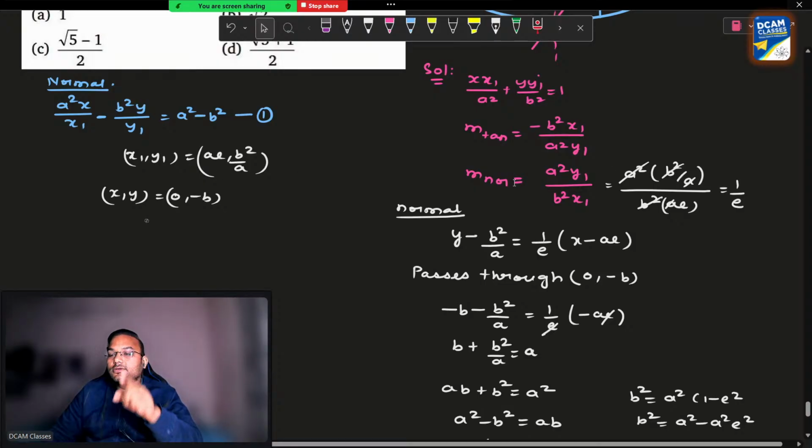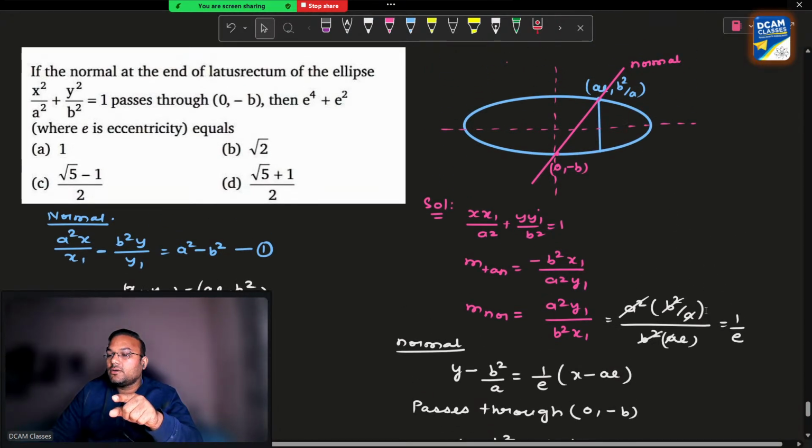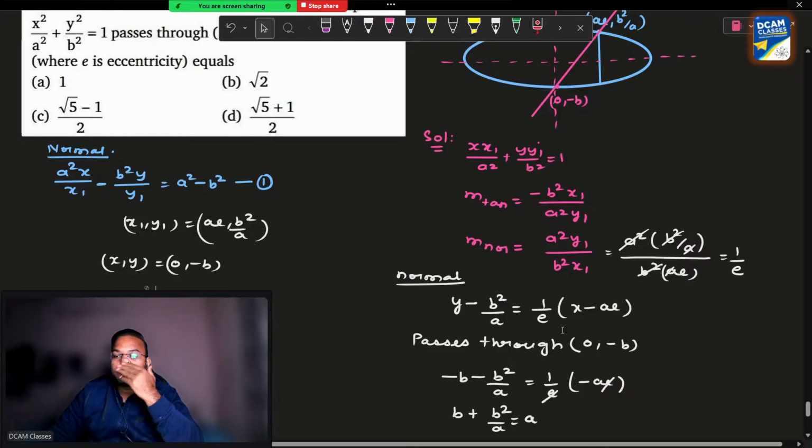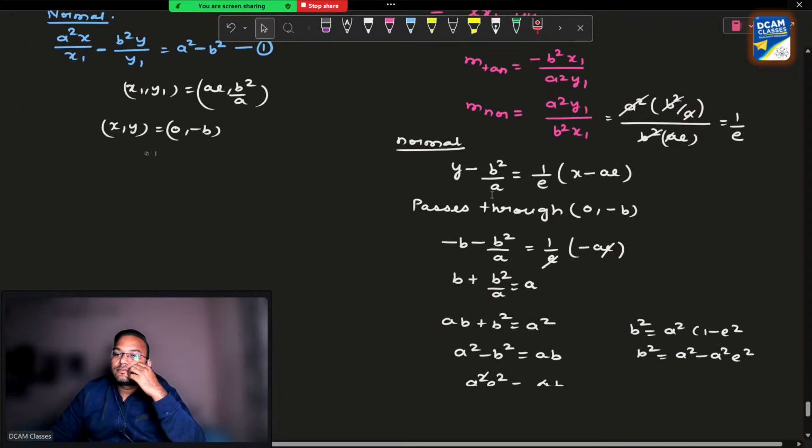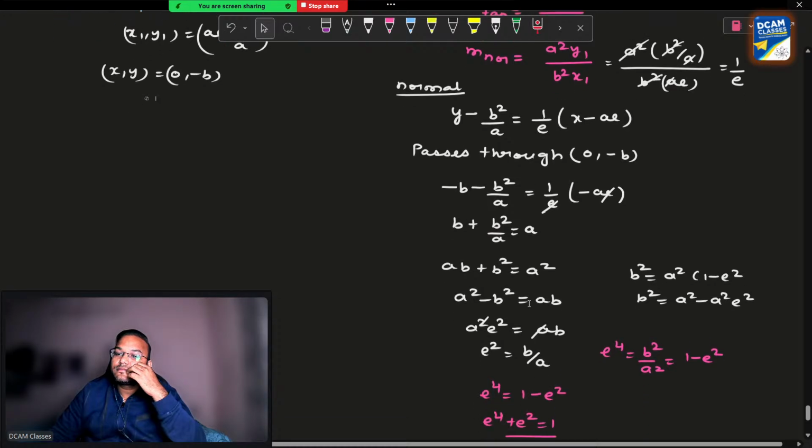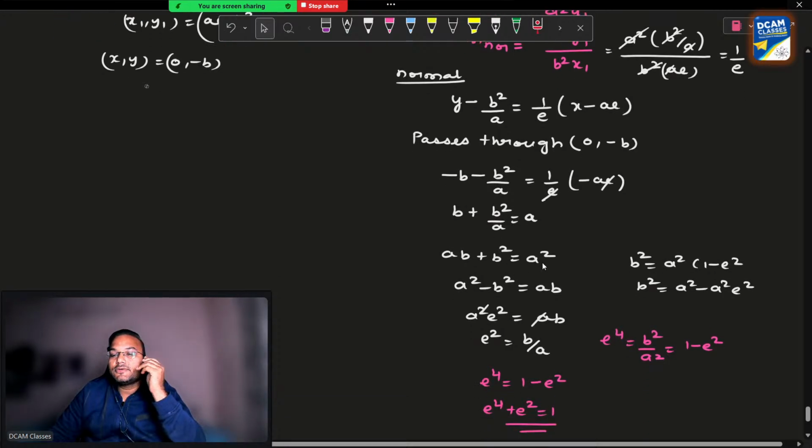So using this, you found out the normal. Then I found out the equation of the normal, because here I found the slope of the normal is a square y1 by b square x1. Putting the point a comma b square by a, I'll get 1 by e. So this equation passes through 0 comma minus b. Then I've got this relation: b plus b square by a is equal to a. Means ab plus b square is equal to a square. a square minus b square is equal to ab.